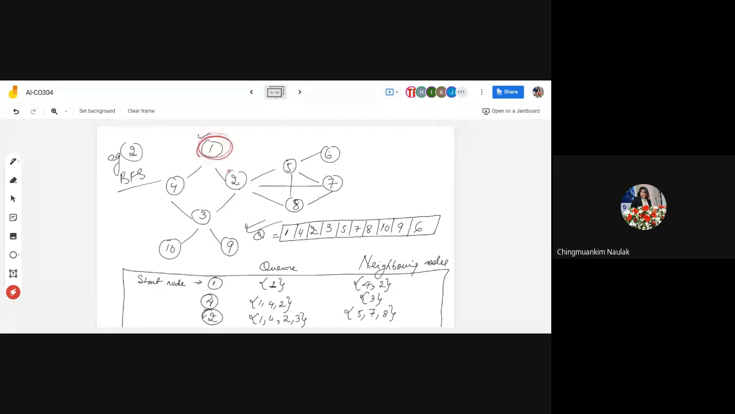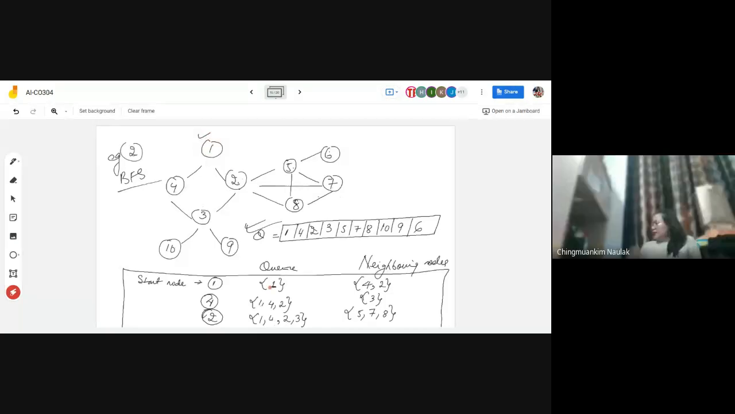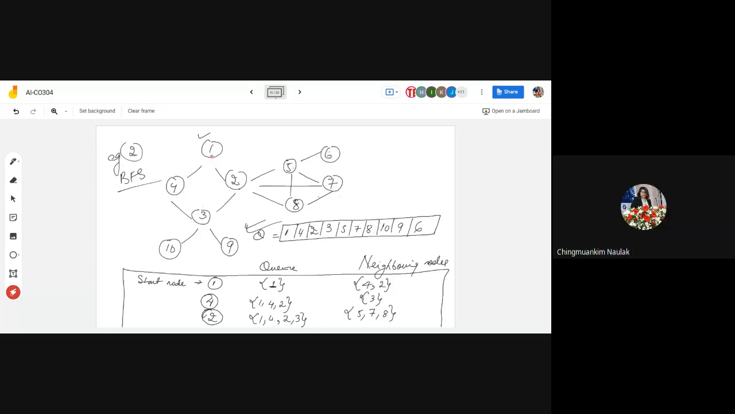Let's assume this is the root node. So 1 is in the queue, and I explored 1. The adjacent nodes, the neighboring nodes of 1, are only 4 and 2, right? 4 and 2.